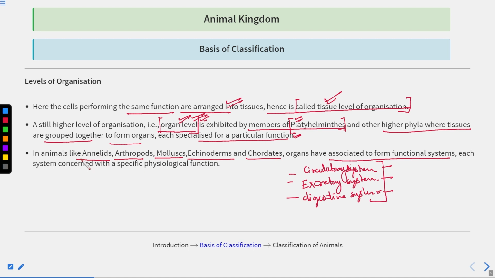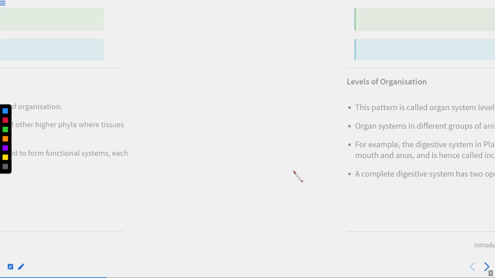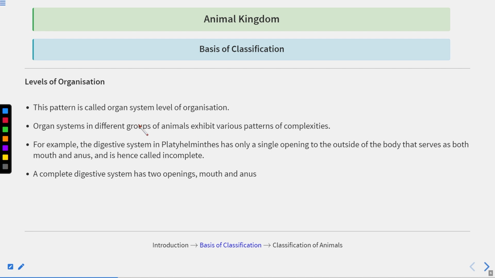So these are the phyla in which we can see the organ system level of organization. Here you see a specific system for a particular activity. Now, this pattern is called the organ system level of organization. So, in the organ system, different groups of animals exhibit various patterns of complexities. Now, this organ system has different groups of animals and they are showing some level of complexity.